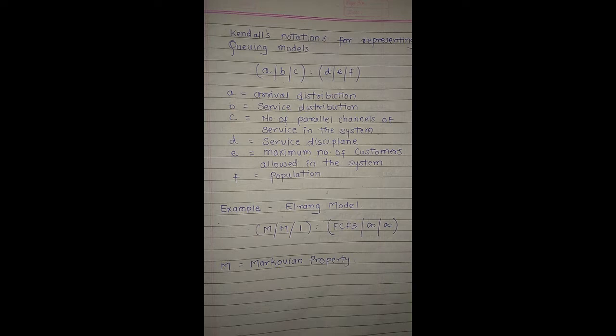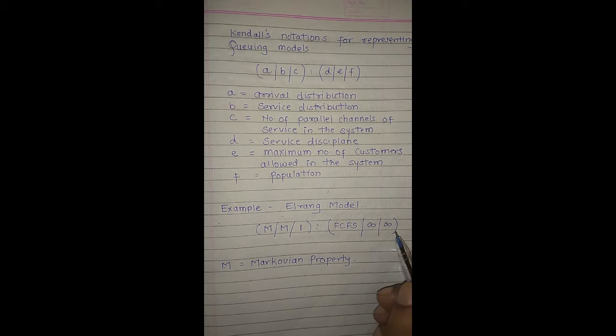Now, let us understand the Kendall's notation through Erlang model. Now, in Erlang model, the Kendall's notation denotes M/M/1/FCFS/infinity/infinity. Now, in the Erlang model, the arrival distribution is the Poisson's distribution and the service distribution is the exponential.